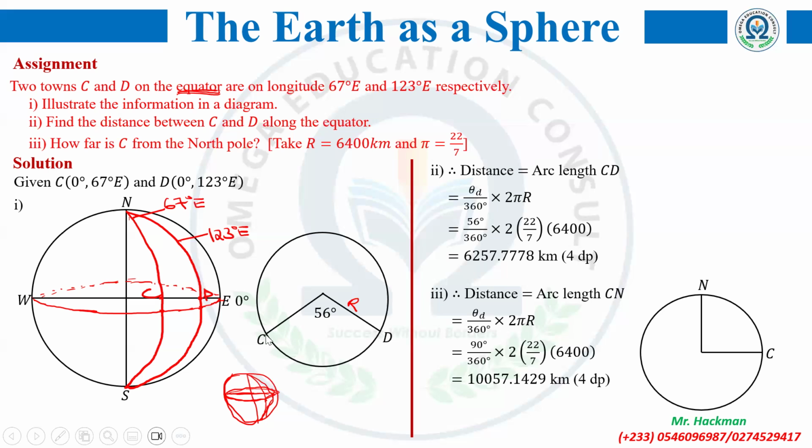We're not told whether the distance is the shortest or what. So once we didn't qualify, we are talking about the arc length. So II, therefore, distance will be equal to arc length CD. We are looking at the length of this arc CD. And the length of an arc, where the arc is coming from a great circle, is given by theta over 360 degrees times 2 pi R.